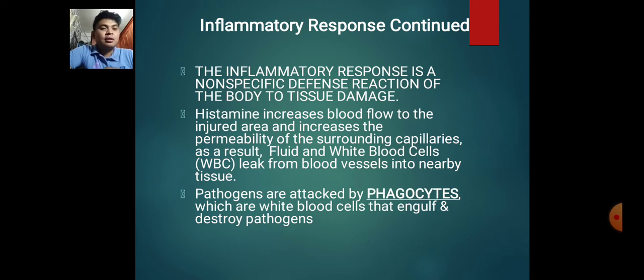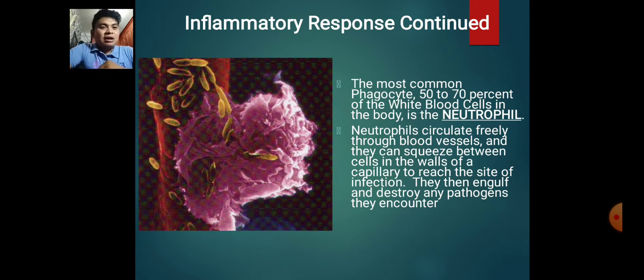Pathogens are attacked by phagocytes, which are white blood cells that engulf and destroy pathogens. Grabe, may nakikipagdigma pala kapag tayo ay nasugatan, di ba? The most common phagocyte, 50-70% of the white blood cells in the body, is the neutrophil. Neutrophils circulate freely through body cells and they can squeeze between cells in the walls of a capillary to reach the site of infection. They then engulf and destroy any pathogens they encounter. Grabe. Wow, di ba?